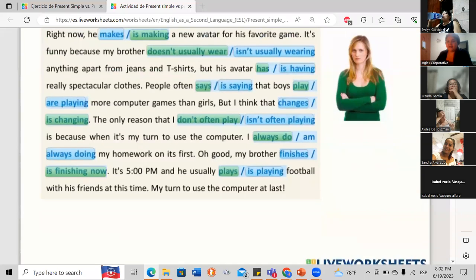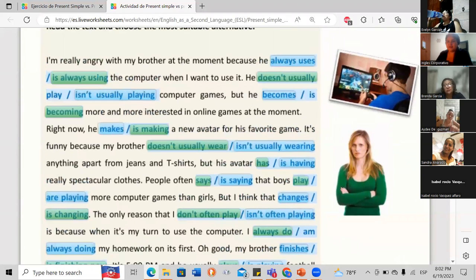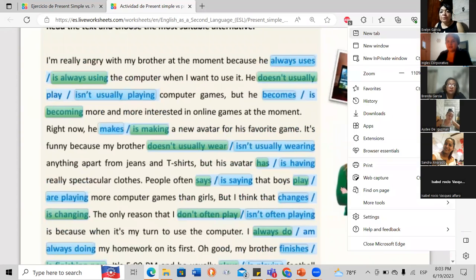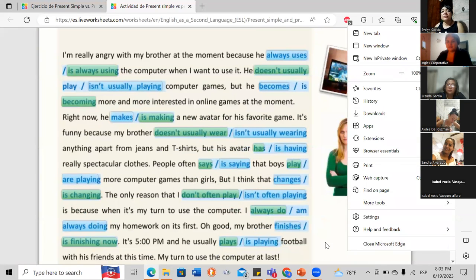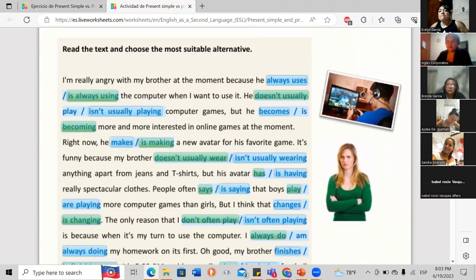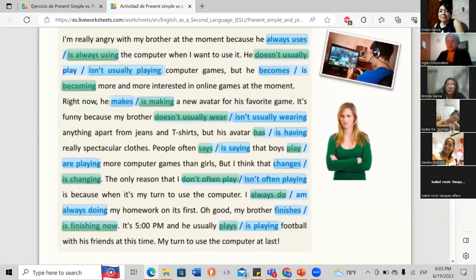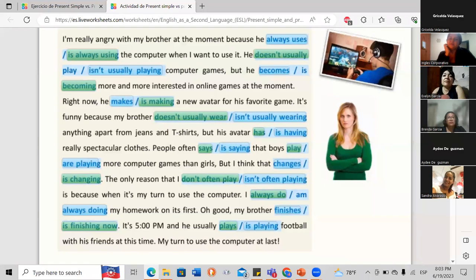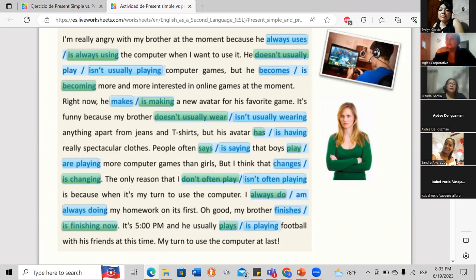A paragraph, okay? Who wants to read the paragraph? Only this paragraph. I want someone to read it. Volunteers to read the paragraph. Remember that the correct ones are the ones that are in green, okay? La forma correcta son las que están en verde. Verde. Griselda, go ahead.